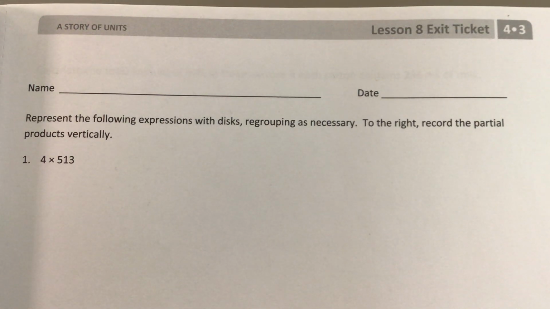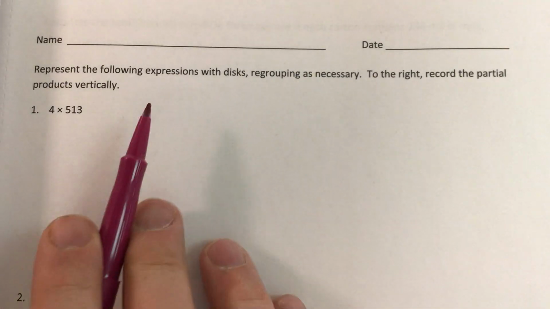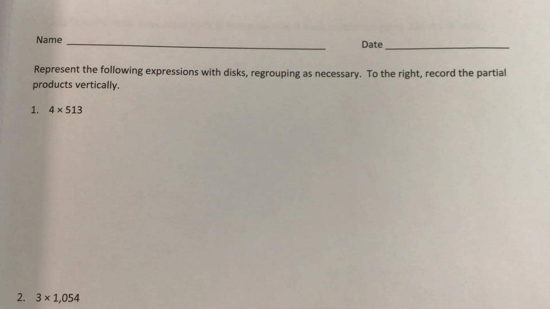For our Module 3 Lesson 8 exit ticket, we're going to continue the same process of multiplication using two different methods. The reason we're doing multiple methods is really whichever you feel more comfortable with. We're obviously practicing for you to eventually choose one that you like. So it says that we need to represent with discs, grouping necessary, as well as the vertical method.